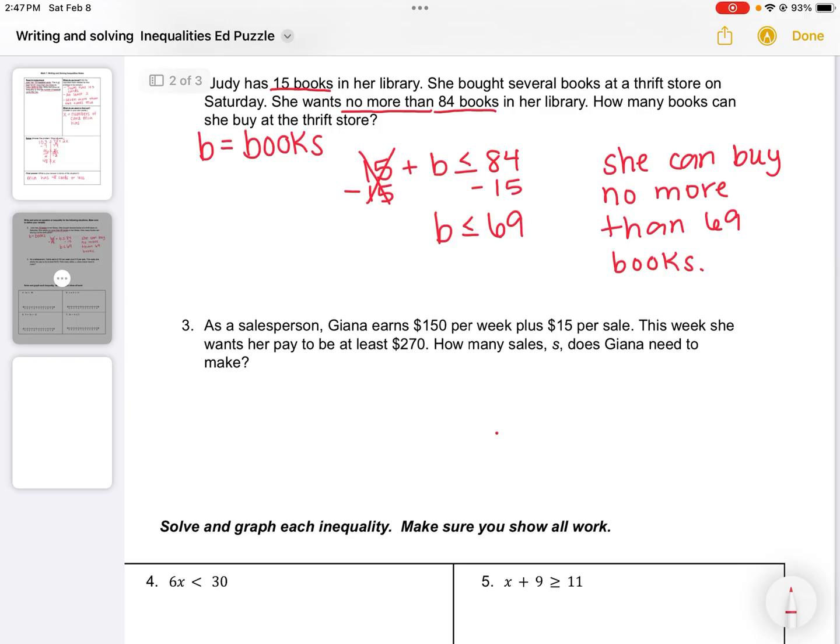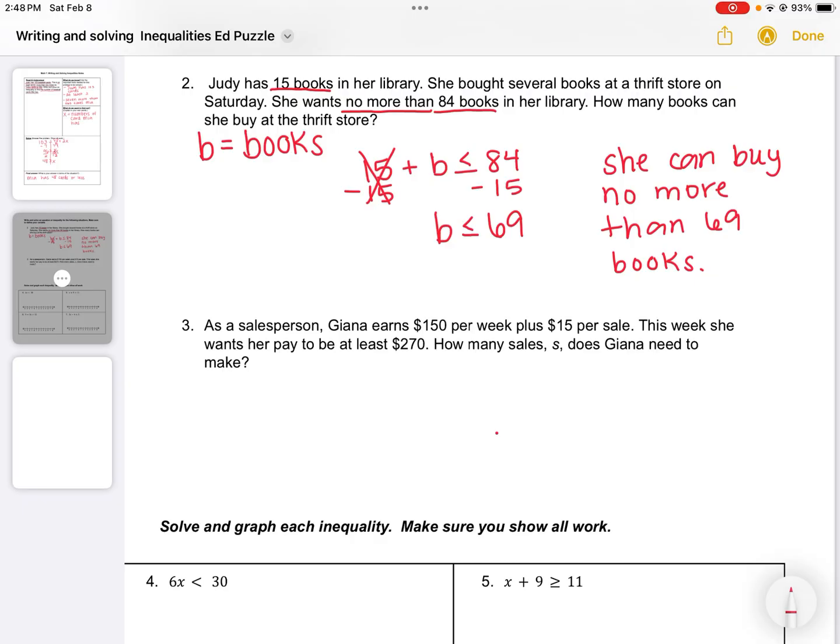Number 3. As a salesperson, Gianna earns $150 per week plus $15 per sale. This week, she wants her pay to be at least $270. How many sales, S, does Gianna need to make?